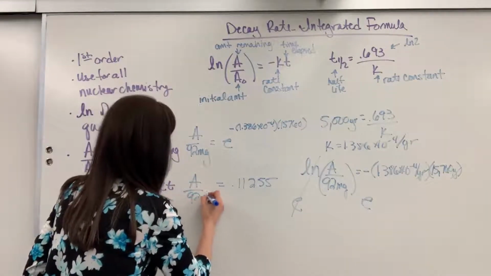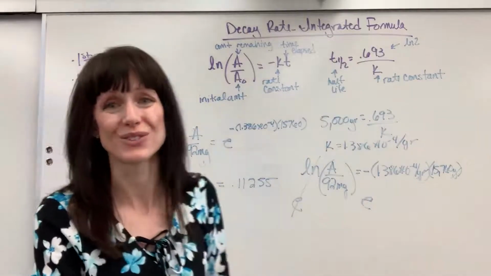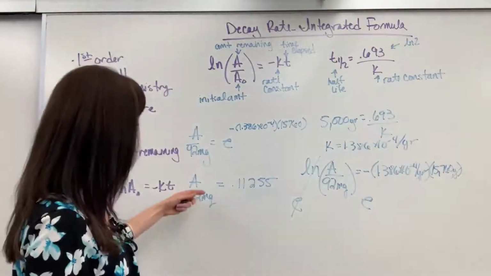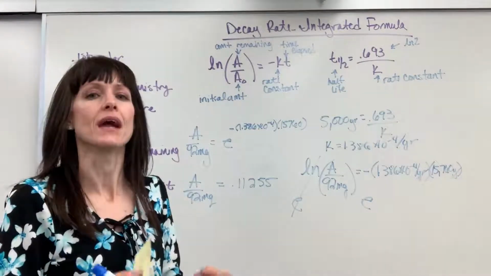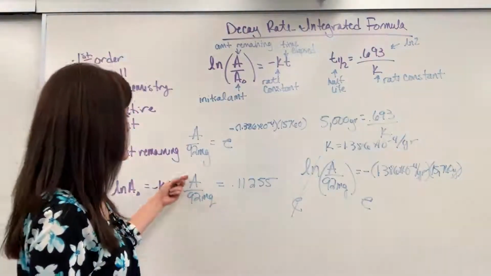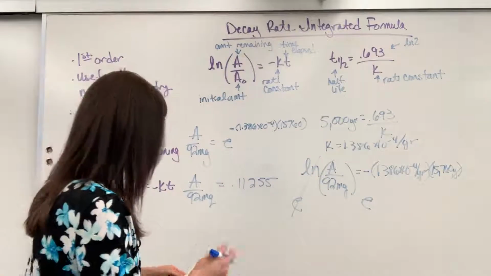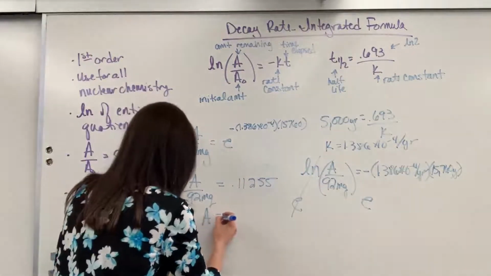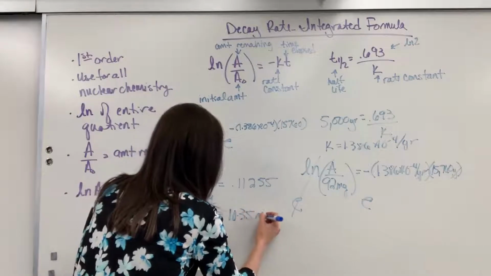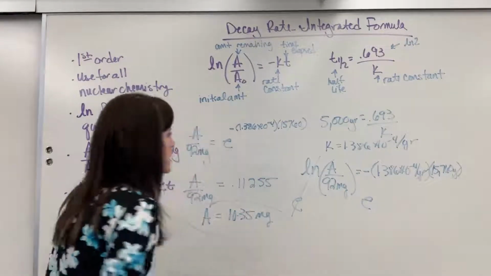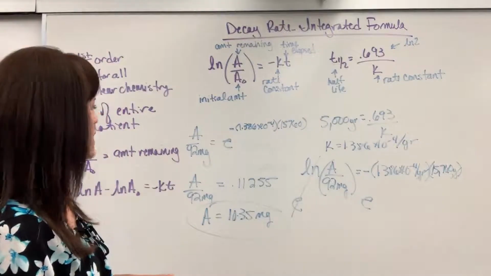Okay, so now we're going to have A divided by 92 milligrams. And remember the years, those canceled out. So we're going to be left with, when I do 0.11255 times 92, milligrams. The amount of substance, the mass that's left over. And when we multiply that, the amount remaining is going to be 10.35 milligrams. Okay, nice.